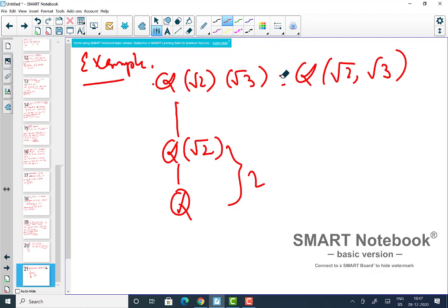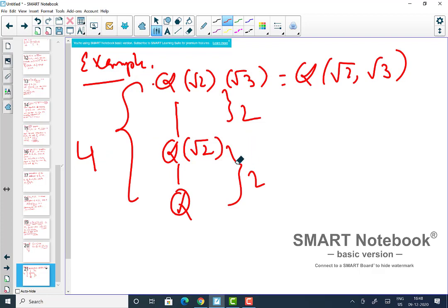Okay, so yeah, this is also a degree 2 extension. Now you see that you can have, so this is a degree 4 extension, this is a degree 4 extension, 2 into 2, right?